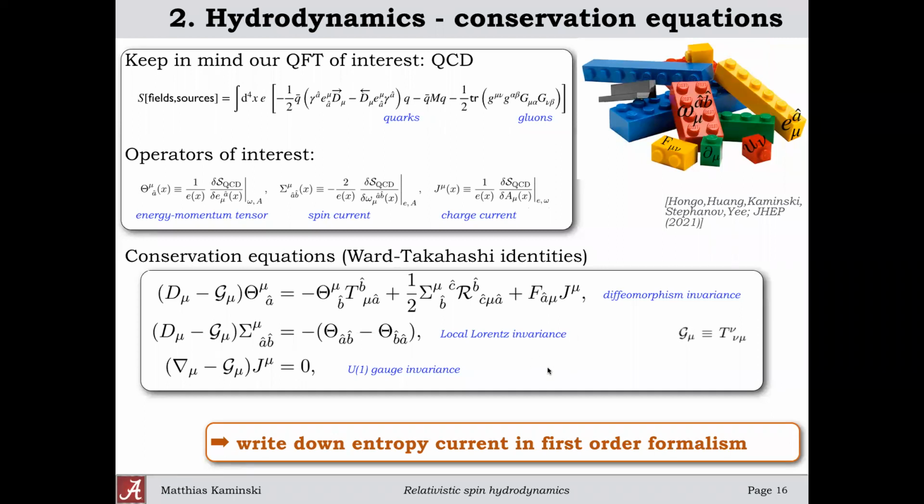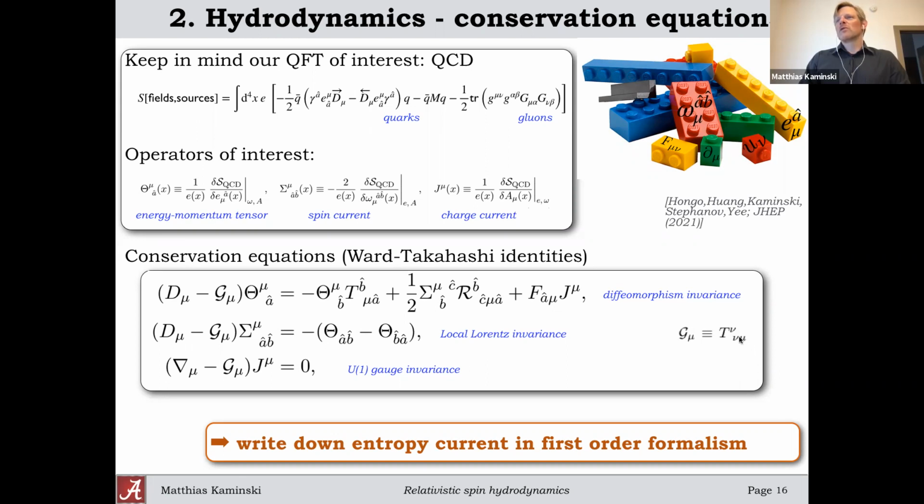Okay, so the conservation equations take on a slightly more complicated form if you keep torsion around. There are these pieces G mu, which are essentially torsion pieces, like a trace of the torsion tensor.